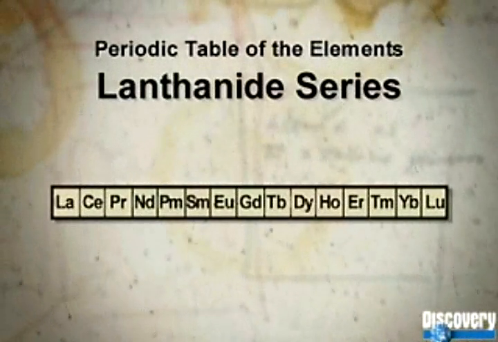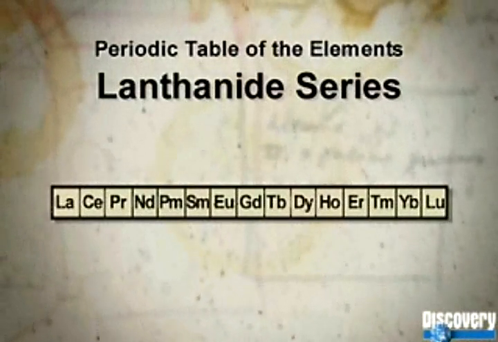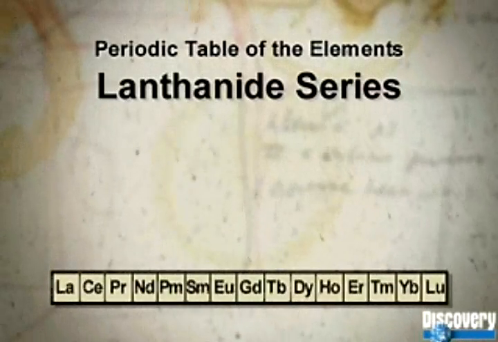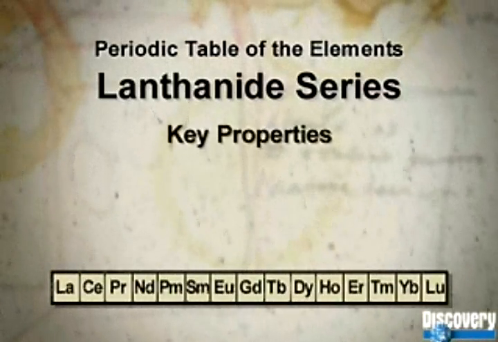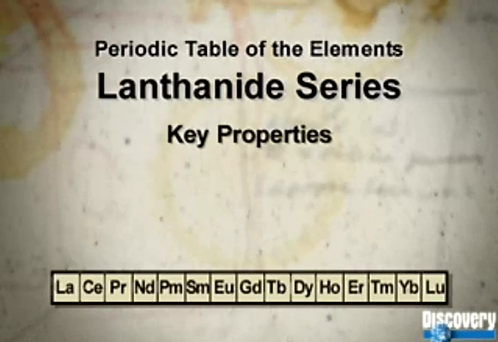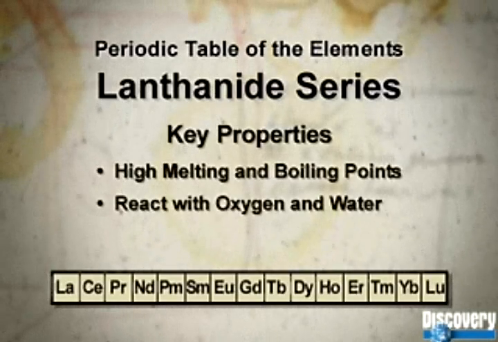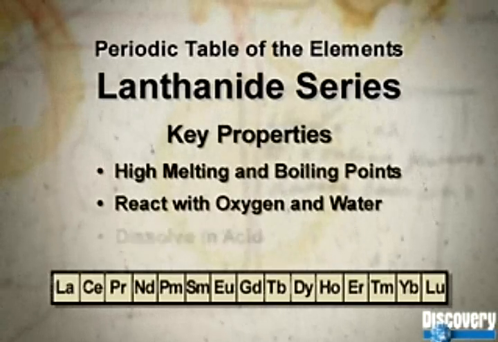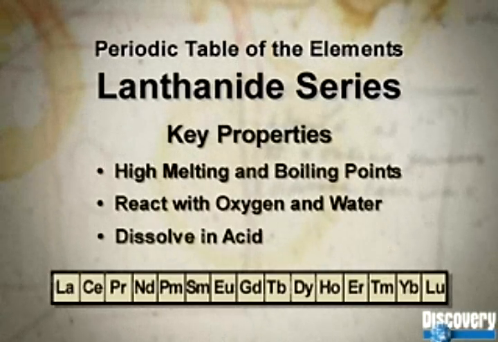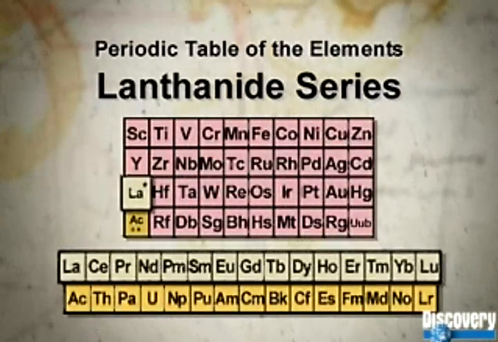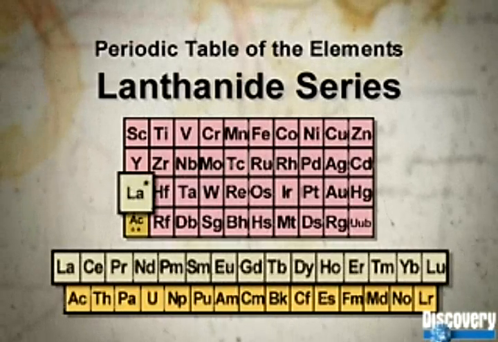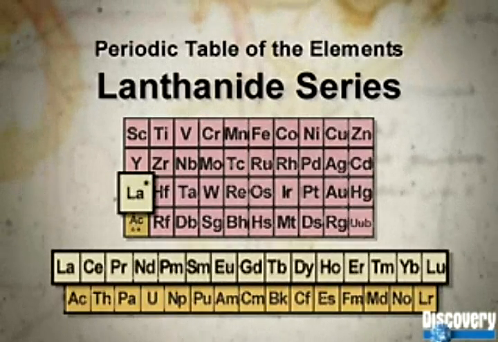The group of elements known as the lanthanide series lies at the very bottom of the periodic table. The lanthanides share some properties with the transition metals, including high melting and boiling points. They also react easily with oxygen and water and dissolve in acids. Although they are a subseries of the transition metals, the series is usually considered a separate group.